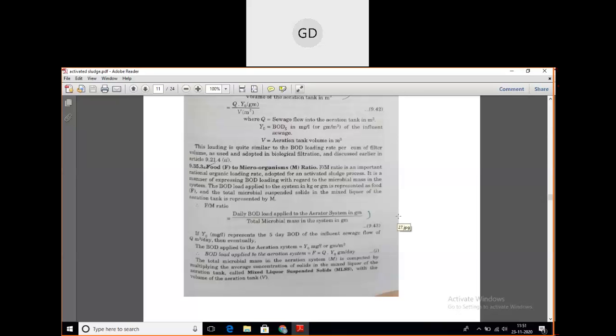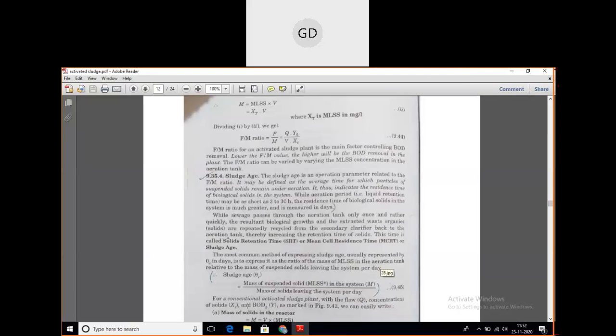So basically the food to microorganism ratio gives your daily BOD load that is applied to the aerator system, divided by total microbial mass in the system. Okay, so this is your formula. All these things, like short notes, might come. Short notes or the formulas you should know.